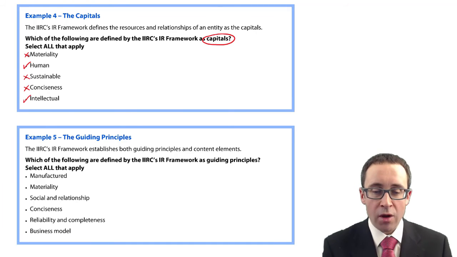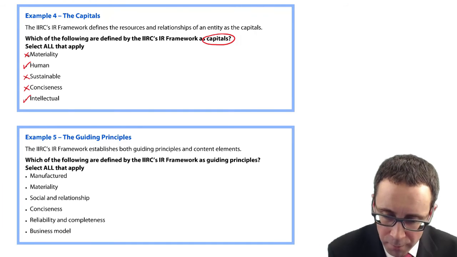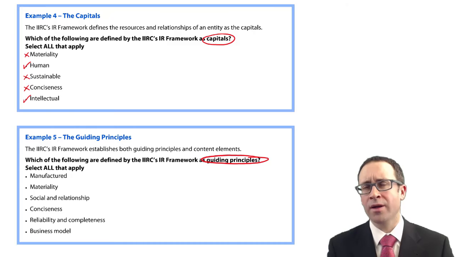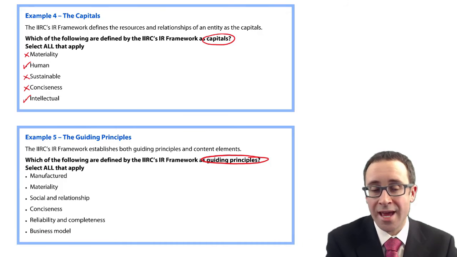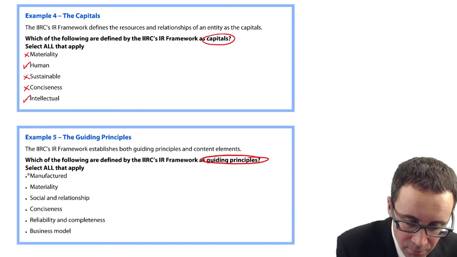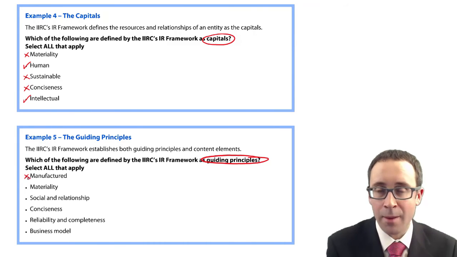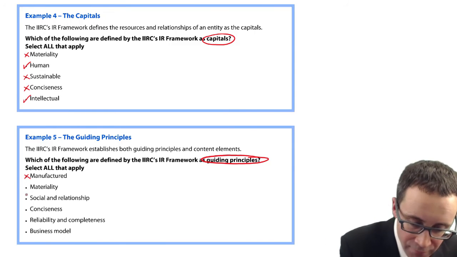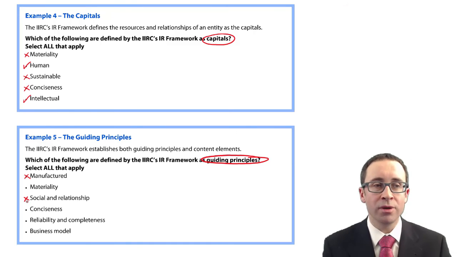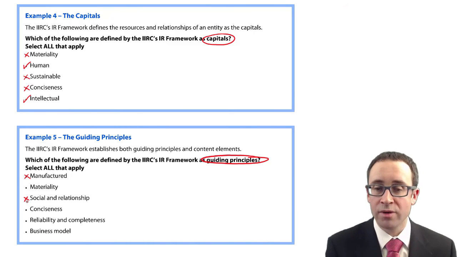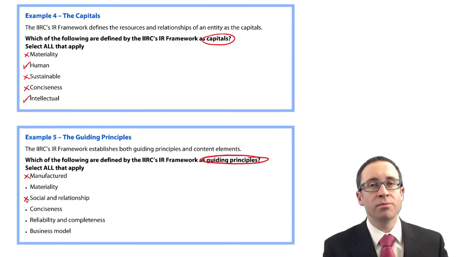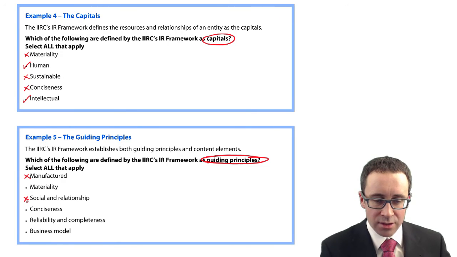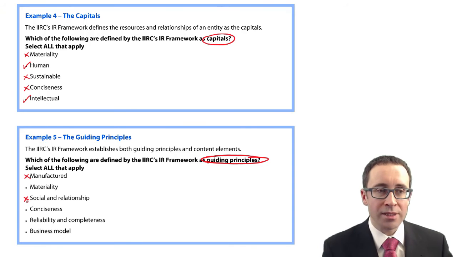If we go through there and look at the guiding principles, boy, oh boy. It's probably easier to think, well, guiding principles are not capitals, so if I can spot any capitals, it won't be those, will it? Well, you've got manufactured. That's a capital, so it's not a guiding principle. Social and relationship is a capital. It's not a guiding principle, is it? So you're then left with 4: materiality, conciseness, reliability and completeness, and your business model.